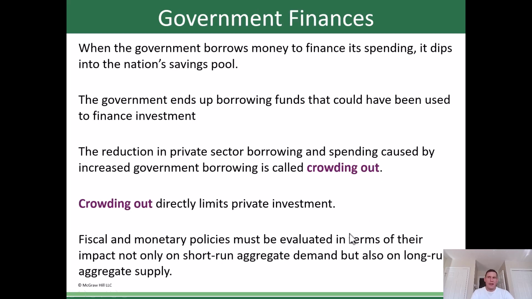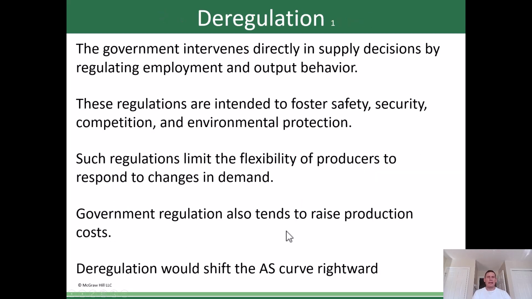When the government borrows money to finance its spending, it dips into the nation's savings pool. The government ends up borrowing funds that could have been used to finance investments. The reduction in private sector borrowing and spending caused by increased government borrowing is called crowding. So the term we use is crowding out. Crowding out obviously directly limits private investments. Fiscal and monetary policies must be evaluated in terms of their impact, not only on short-run aggregate demand, but also on long-run aggregate supply. So deregulation.